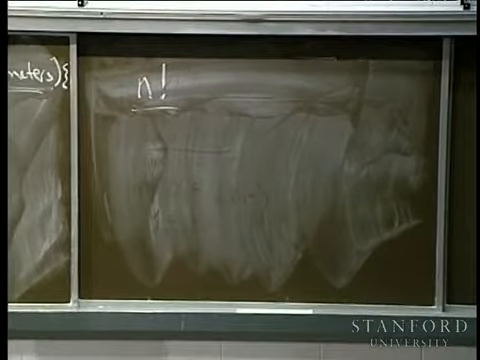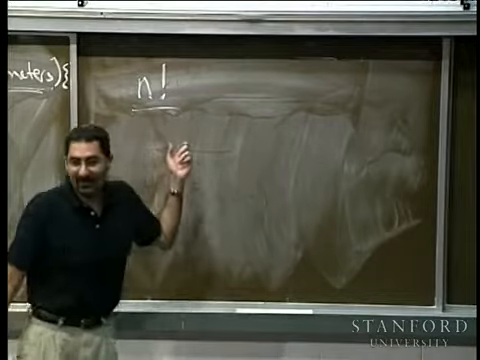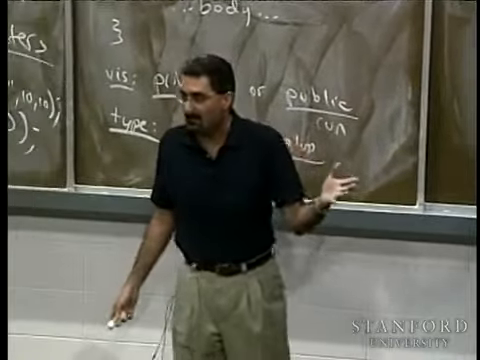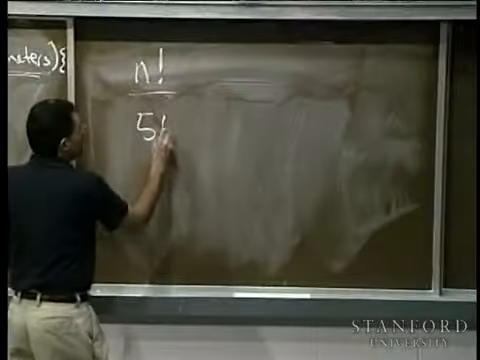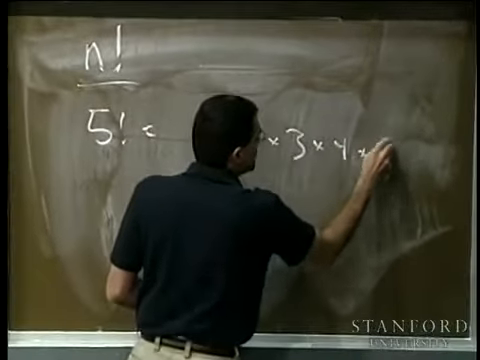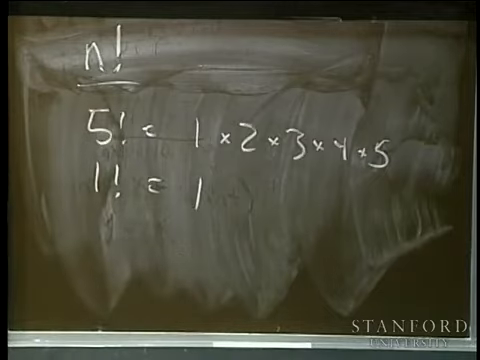There's a couple people who were like sleeping. What was he talking about? N factorial, and all n factorial is multiplying all the numbers from 1 up to n. Okay? So 5 factorial, strangely enough, is just 1 times 2 times 3 times 4 times 5. And 1 factorial is just 1. And here's the bonus question, what's 0 factorial?